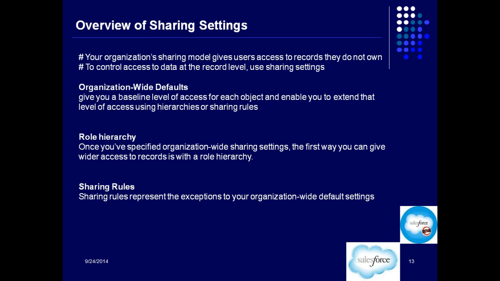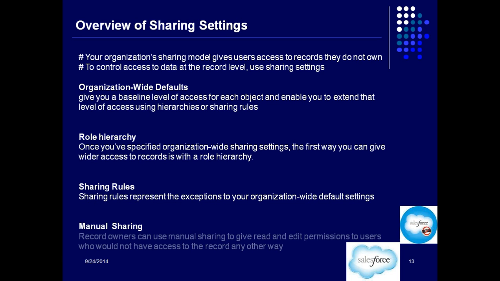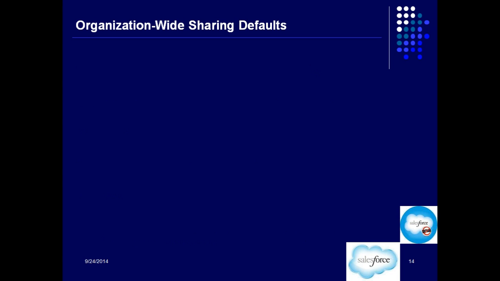So these are three things. One is OWD, make the data either private or public. Secondly, give access through role hierarchy, define whether the managers will get to see or not. Third is sharing rules, define the exceptions there. Manual sharing is something that we will not talk about right now. You will understand it a little later.